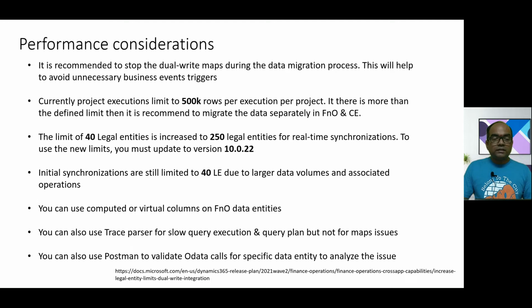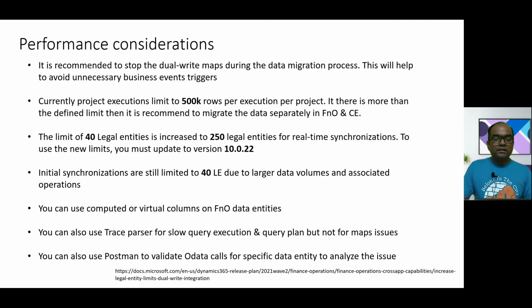Currently, the project execution limit is 500K rows per execution per project. If there are more than 500K rows per execution per project, then it is recommended to migrate the data separately in FNO and CE. So the point to be highlighted here is there's a limit defined per execution per project, which is 500K. And in your case, if it is going beyond this, then you need to relook at your migration strategy. You need to relook at the data import options from both sides, FNO and customer engagement.